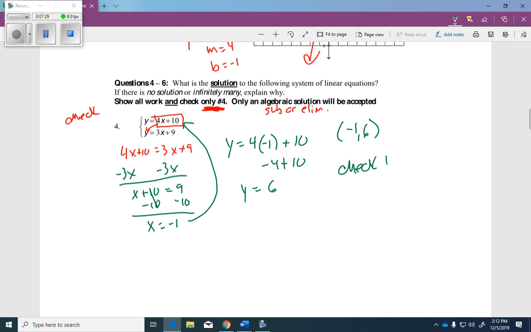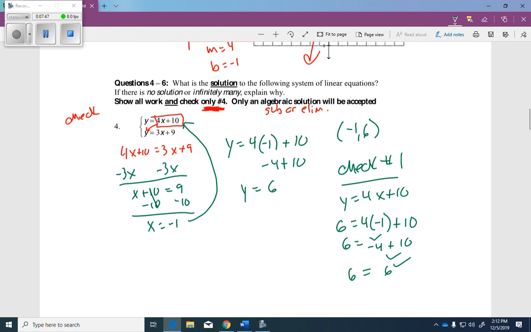Remember, check number 1. Use the original equation and plug in both x and y. So I'll plug in the 6 and the -1. So first check worked. I'll do check number 2 here.